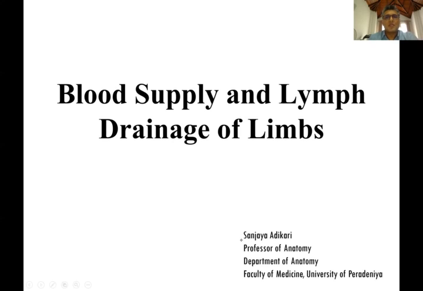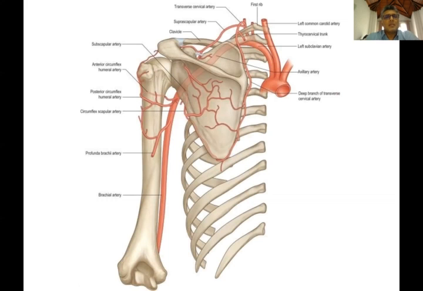So it's blood supply and lymph drainage of the limbs that we are going to discuss today. Okay. Then we will first talk about the upper limb. So if you go to the upper limb, this picture is from Gray's Anatomy, the large book, not the student version. Now, this picture is a view from the posterior side.